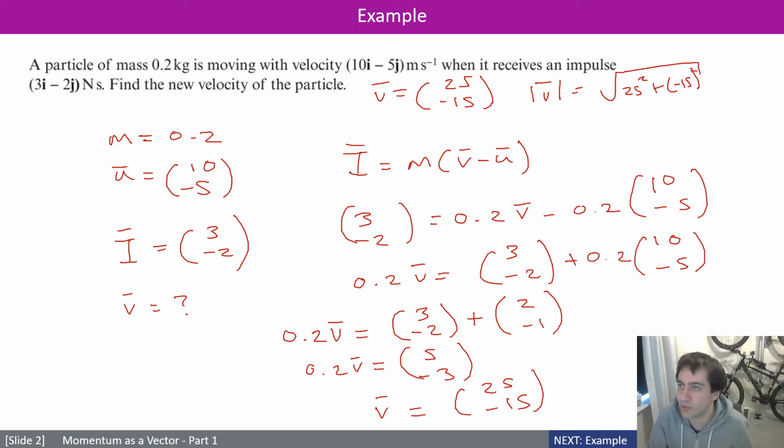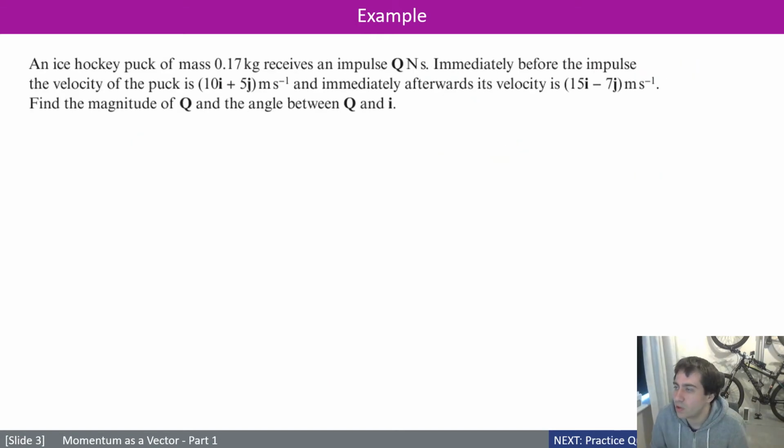Let's look at another example. So we've got an ice hockey puck, mass 0.17. So I'm taking notes as I read the question. It receives an impulse q. So my impulse is some value q Newton seconds.